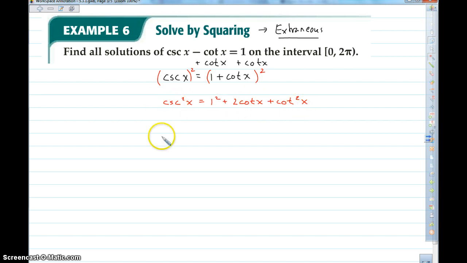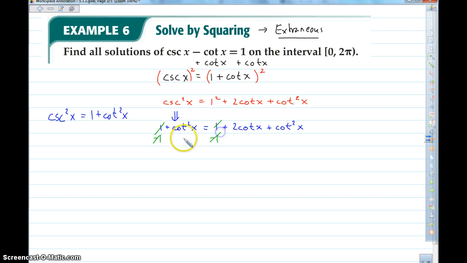And I know that I can change cosecant squared using my Pythagorean identity. So I'm going to say, okay, cosecant squared x is equal to 1 plus cotangent squared x. That's one of my Pythagorean identities. So I'm going to do a replacement here. This is just going to change to 1 plus cotangent squared x. And I have 1 plus 2 cotangent x plus cotangent squared x. And now it looks like there's a lot of things that I can actually cancel out, which is very nice. I can subtract the 1, those will cancel. And I can subtract the cotangent squared x, those will cancel from both sides.